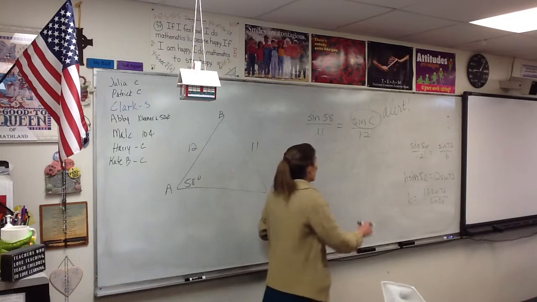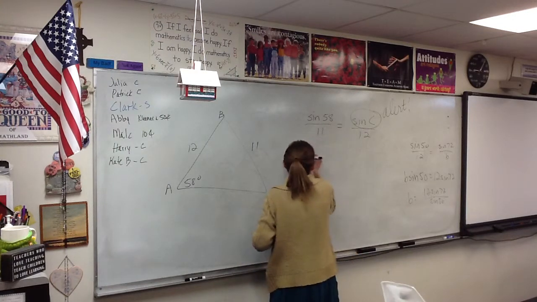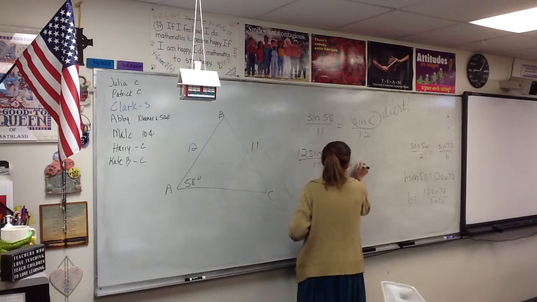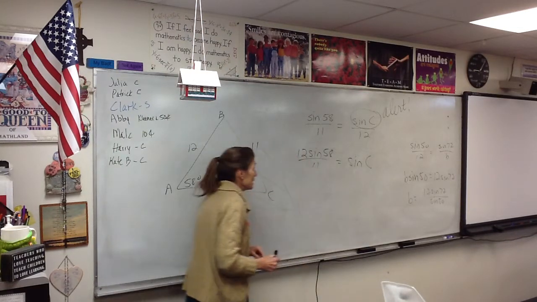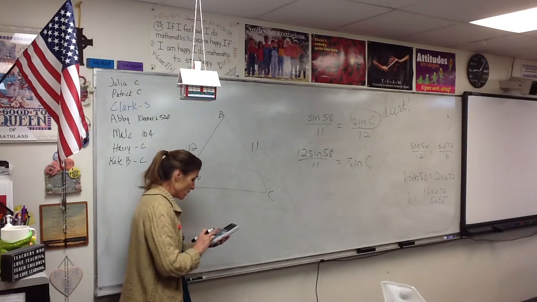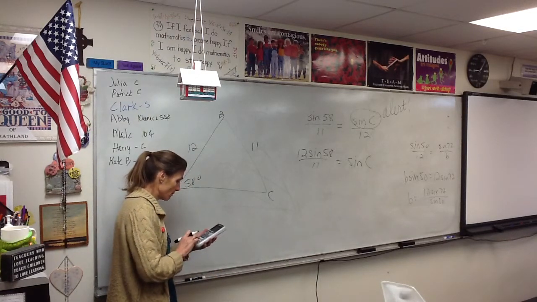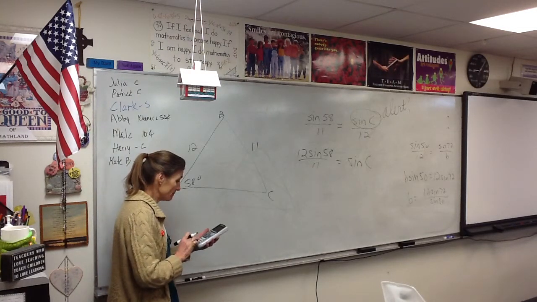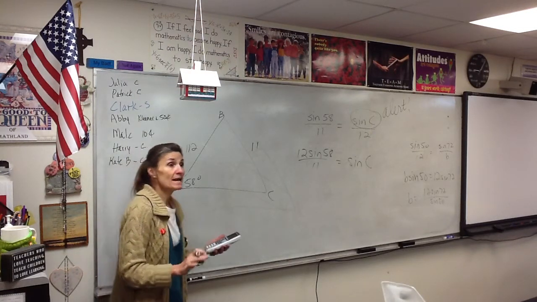All right, so here's how it works. I'm going to multiply over here. And now I'm going to type into my calculator 12 sine 58 divided by 11. Okay, now you got a decimal, right?